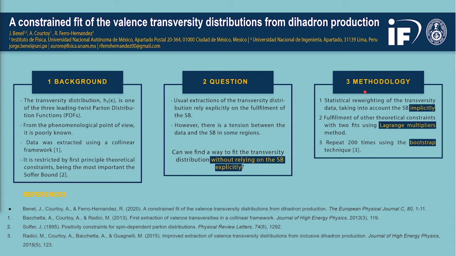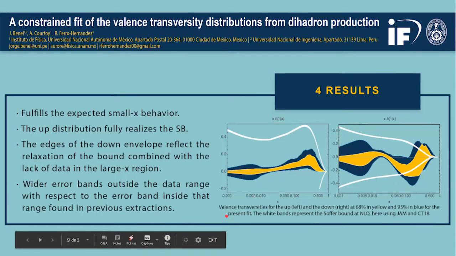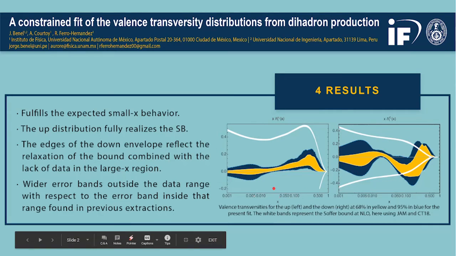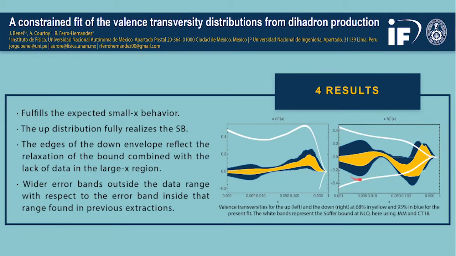So how did we do it? First, we did a reweighting of the transversity data, using a Bayesian approach and taking into account the Soffer bound implicitly. After that, we assured the fulfillment of other theoretical constraints with two sequential fits using the Lagrange multipliers method. And finally, we repeated this step 200 times using a bootstrap technique. Here, we have the results of the transversities of the up and down valence quarks at 68% in yellow and 95% in blue, with the Soffer bound in white.